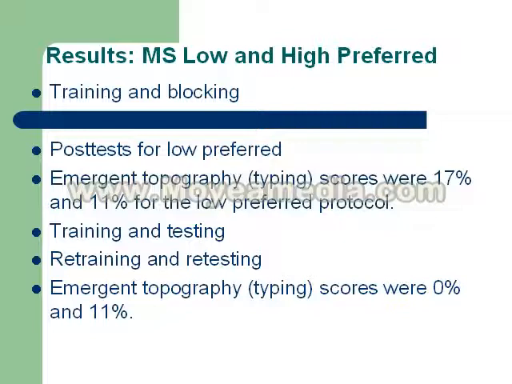Training required 21 trial blocks to criterion for the first text-to-text comparison, but the highest was 8 for the picture-to-text comparisons, although all others were 3 or fewer for picture-to-text comparisons. 4 of 6 post-tests exceeded criterion, with 2 exceeding criterion after 1 retraining session, and 2 others took 3 and 5 exposures to exceed criterion. Emergent topography scores were 0% and 11% for the high preferred protocol.